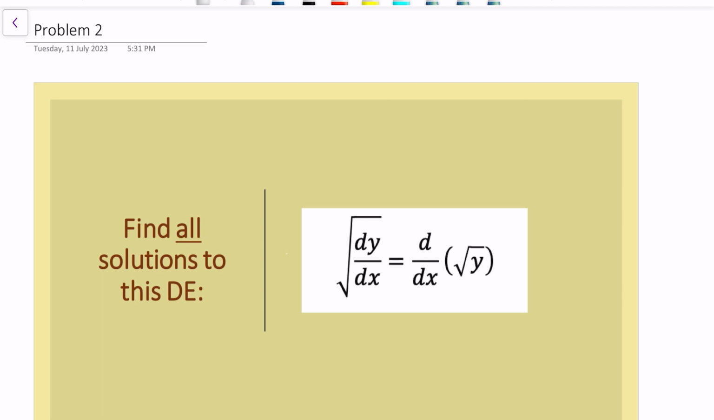Okay, so this differential equation looks a little bit strange, but I can assure you it's actually a pretty standard one. The thing that makes it look messy is the notation. We've got the operator d/dx on the right hand side, which just means the derivative with respect to x. The weird thing is it's the derivative of the square root of y with respect to x.